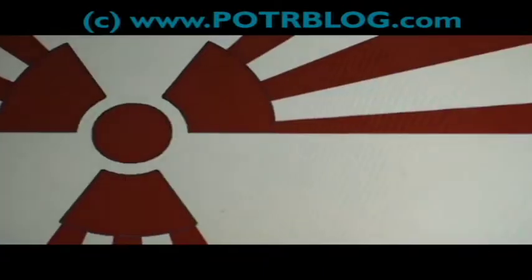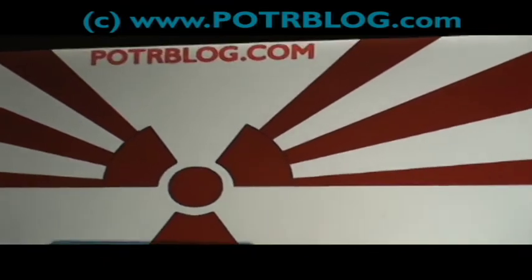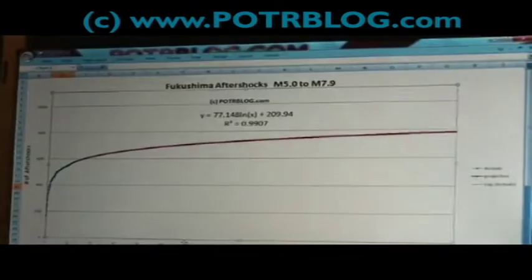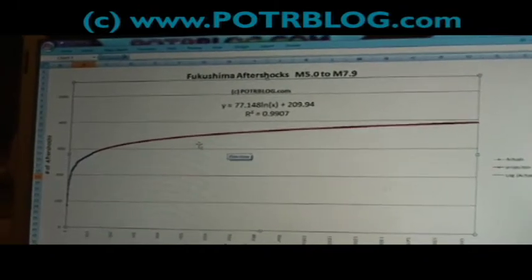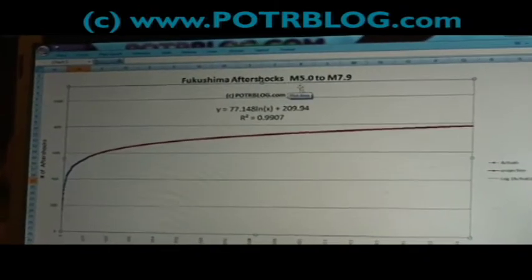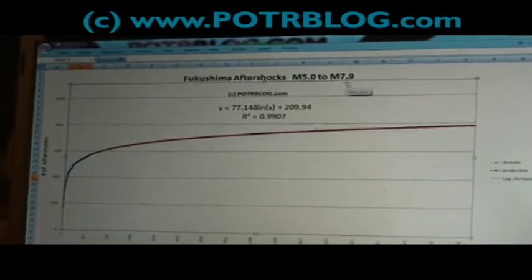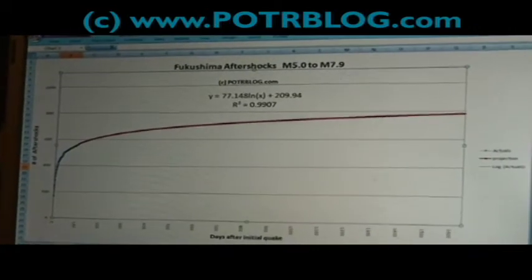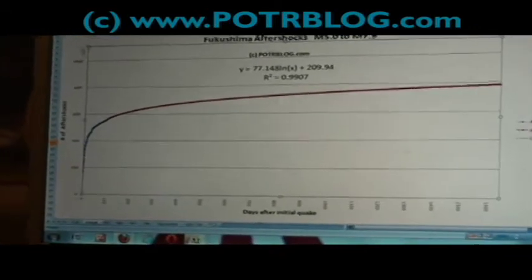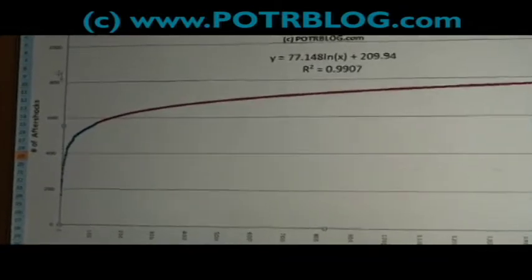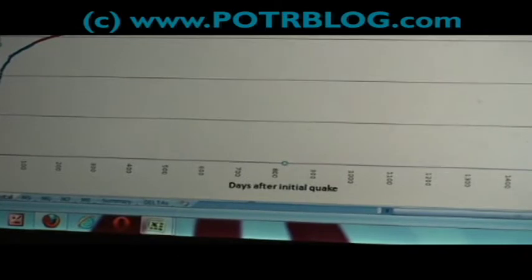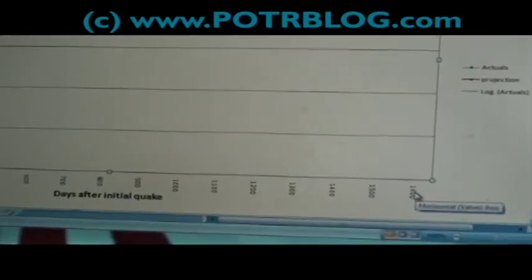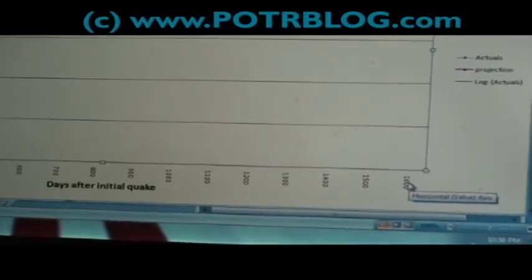So first let me throw you up to the Excel page here. This is the analysis I did on 6/17. Basically what you see here is all the Fukushima aftershocks from magnitude 5 to magnitude 7.9. The Y component of the chart here is the total number of aftershocks. Down here on the X component is the total days after the initial quake. And I go out to 1600 days, which is roughly 4.5 years.